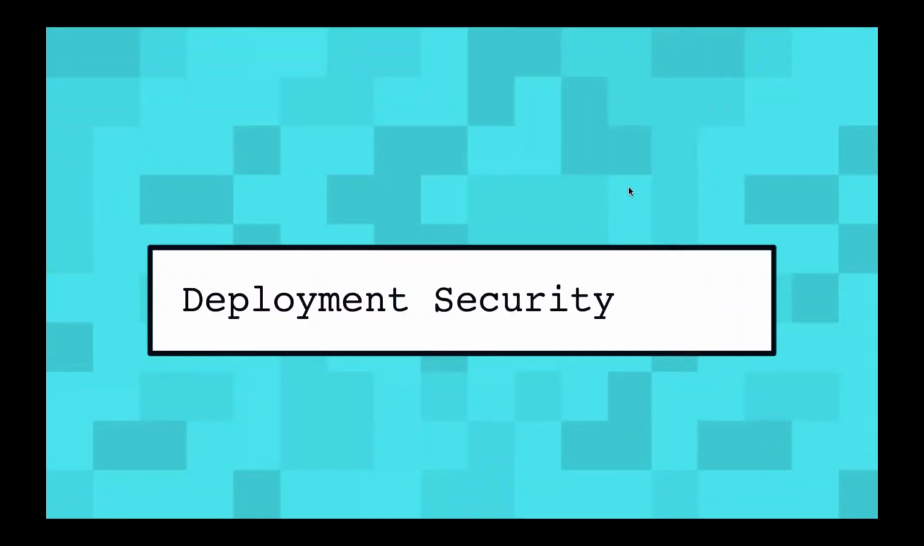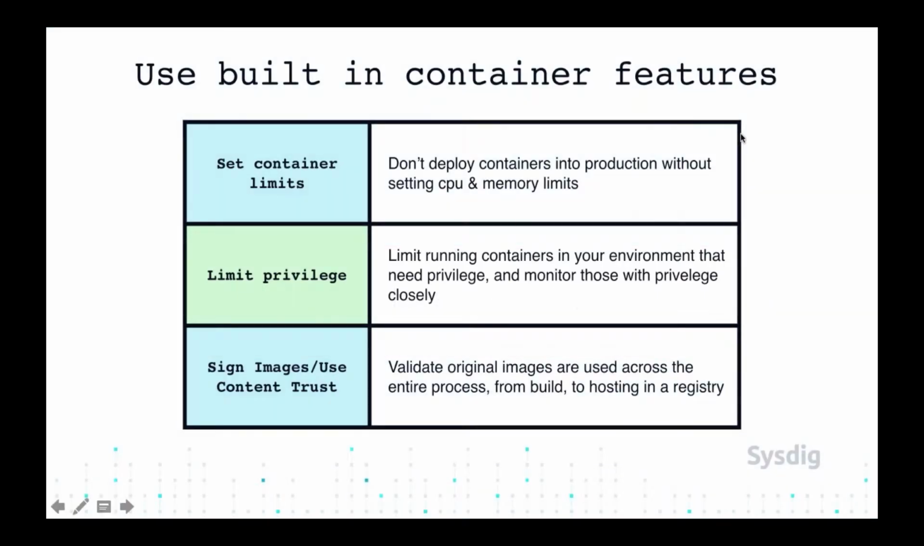So the first thing I'm going to cover is deployment security and the things you need to think about there. First off, use the built-in features that are in your containers. So set container limits. By setting a limit, you're going to really protect yourself against resource abuse and things like that, and cap the physical utilization that container can be using. If you deploy containers into production without limits, you're not protecting yourself from containers having runaway access to everything else that's going on in that host.